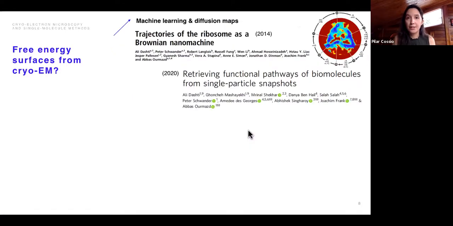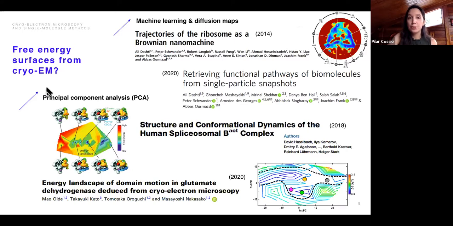So what has been done so far in Cryo-EM? One of the first milestones was a paper by Joachim Frank's group, where they used machine learning and diffusion maps to make a low-dimensional projection of the free energy landscape and understand how the cycle of the ribosome works. More recently, a couple of works have used principal component analysis. The 3D maps are reconstructed using traditional Cryo-EM reconstruction techniques, but then they perform PCA over these maps, take the first couple of principal components, and extract a free energy landscape.